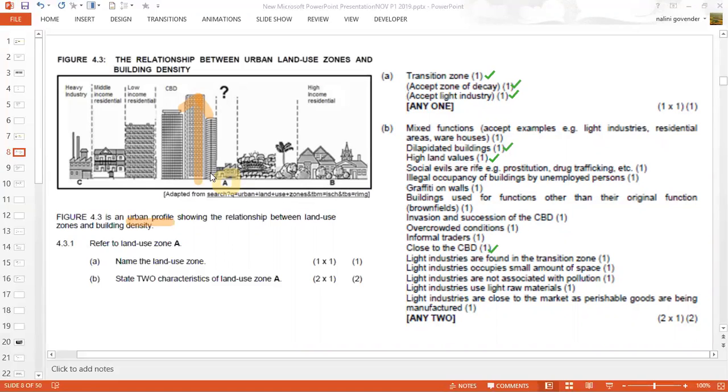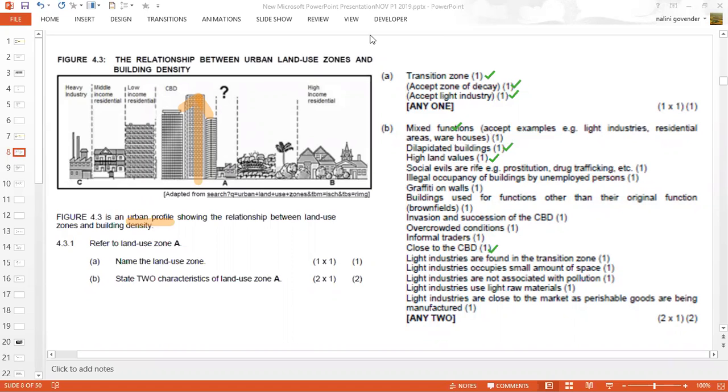It's a future CBD. And to use the terms of Burgess, the CBD is going to invade and succeed this area here, right? With time, the CBD is going to grow into this area. The CBD is going to grow this way here, and it's going to invade and succeed and take over that area, right? So therefore, it's going to be that particular area there. Then we're saying that other characteristics of this area, it's an area of mixed function.